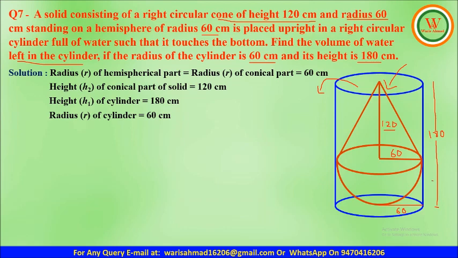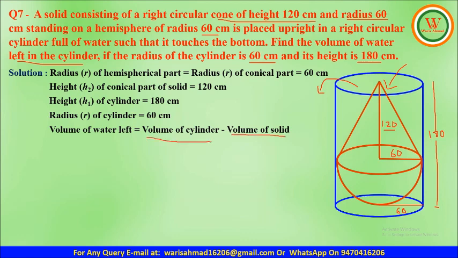Now here we have to find out the volume of water left in the cylinder. So we can write here volume of water left will be equal to volume of cylinder minus volume of this solid. It means if we subtract the volume of solid from the volume of cylinder, then we can find the volume of water left inside this cylinder.